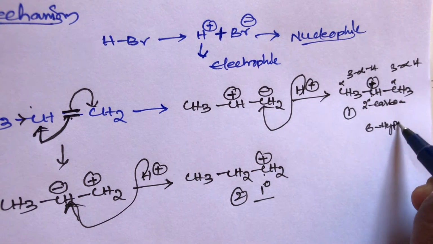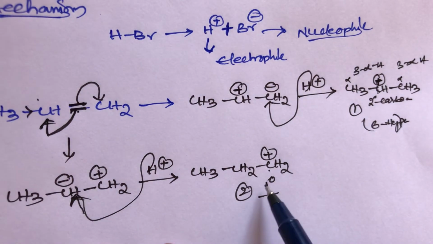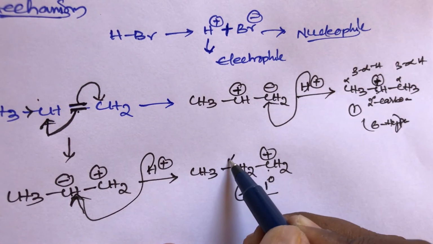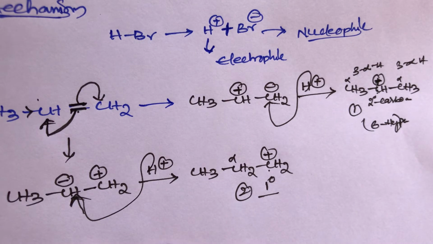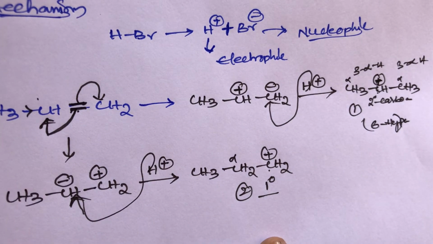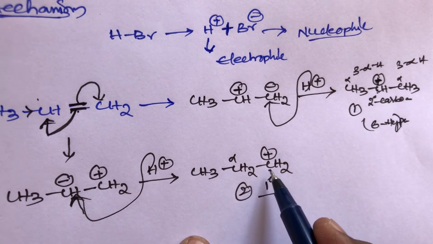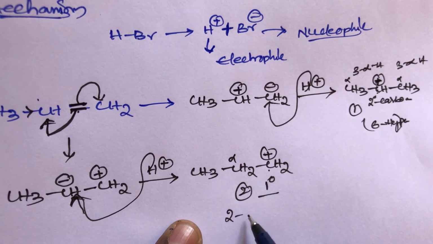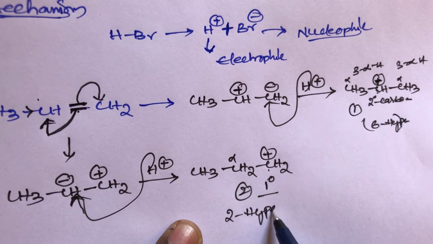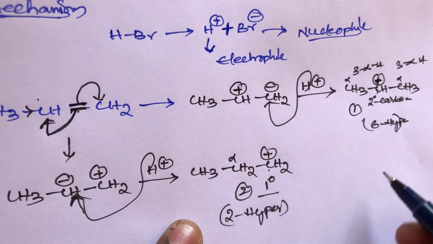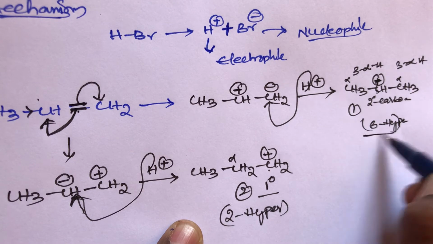But in this primary carbocation, there is only one alpha carbon, and this alpha carbon has only 2 alpha hydrogens. So hyperconjugation depends on the number of alpha hydrogens. A greater number of hyperconjugates always means more stability. The primary carbocation has only 2 hyperconjugates, but the secondary carbocation has 6 hyperconjugates.